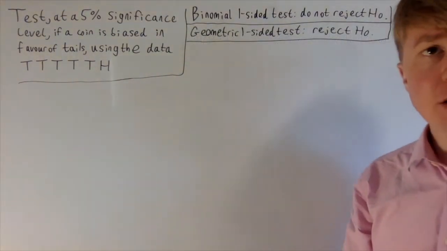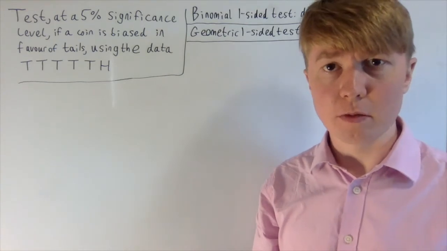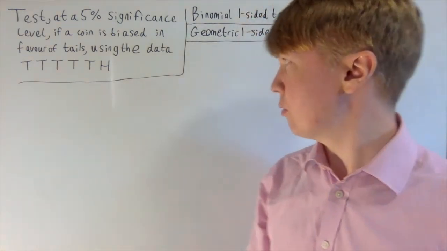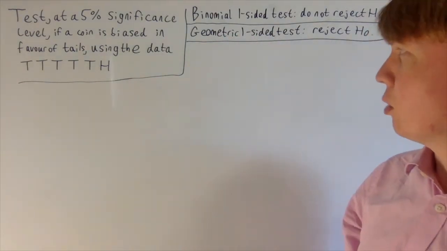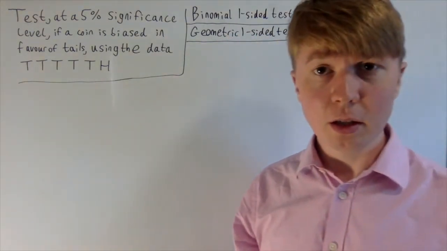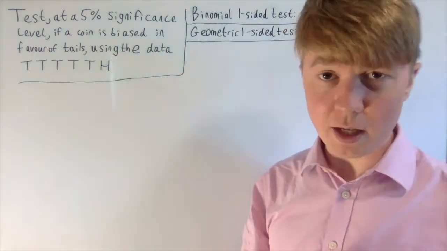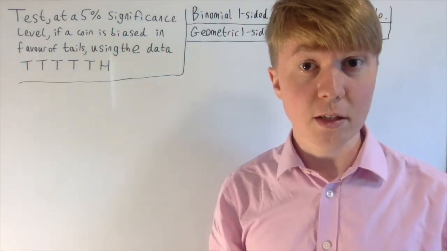So how have we managed to get two different conclusions from the same data? Well, because we carried out two different hypothesis tests, one binomial, one geometric, and we've got the first one telling us that the coin perhaps isn't biased, and the second one telling us that it is biased in favour of tails.